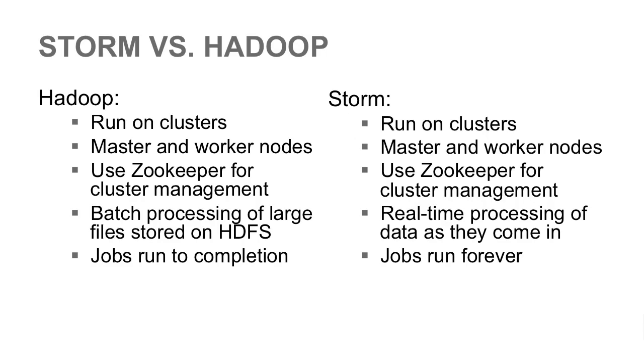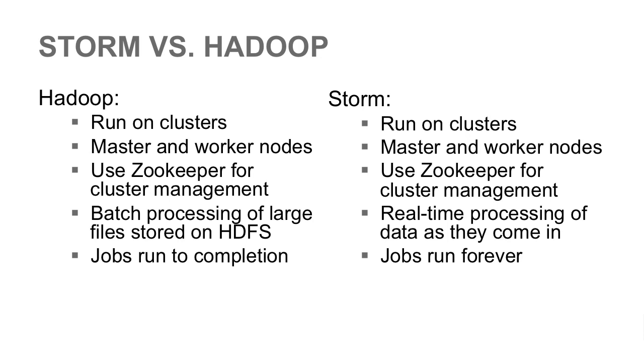In this section, we will introduce Apache Storm. Let's compare first Storm and Hadoop. First of all, Storm and Hadoop do not compete with each other, they complement each other. We will find several common characteristics. First, both of them run on clusters, both have master and worker nodes, and both of them use Zookeeper for cluster management. Now, Hadoop and Storm will differ in the following areas.